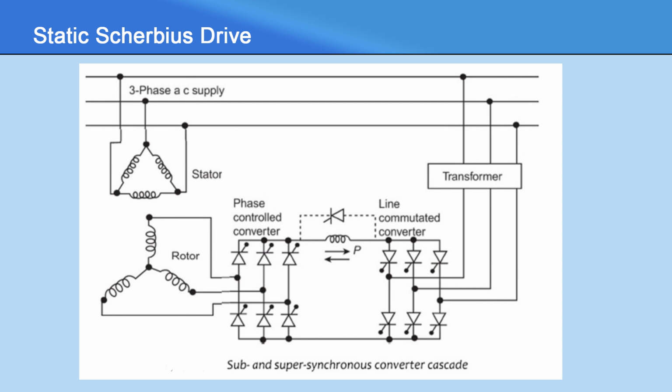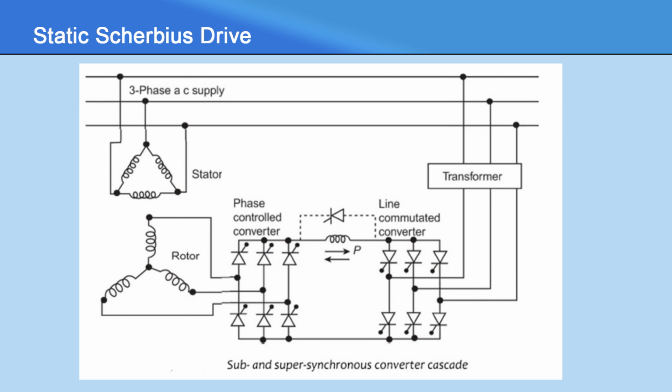A current source inverter can advantageously be employed to obtain a series drive. In subsynchronous speed control of slip ring induction motor, slip power is removed from the rotor circuit and is pumped back into the AC supply. In supersynchronous speed control, the additional power is fed into the rotor circuit at slip frequency.